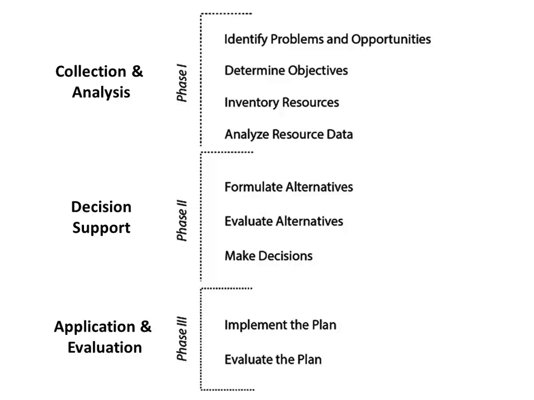Remember, the NRCS CPA 52 is used to document the outcomes of the planning process. Several iterations through the steps in phases 1 and 2 may occur before final outcomes are documented on the NRCS CPA 52.